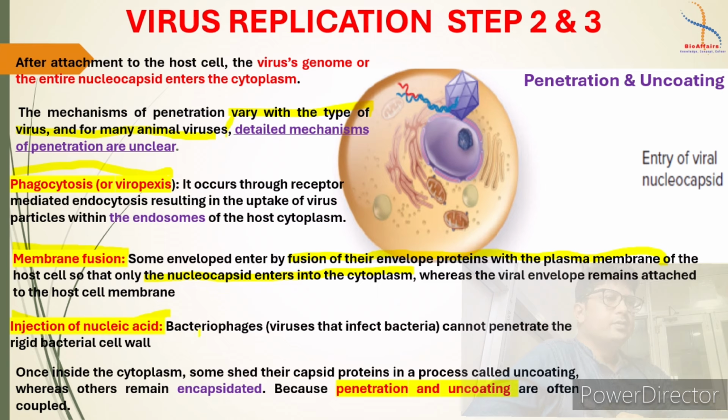In case of injection of nucleic acid, as with bacteriophages, viruses that infect bacteria cannot penetrate the rigid bacterial cell wall. Only the nucleocapsid or the genome enters into the cell, right? Now, I think you are clear with the penetration mechanism, and during this penetration, uncoating happens, in the form of nucleocapsid or in the form of envelope. So penetration and uncoating are combined processes or a follow-up process.